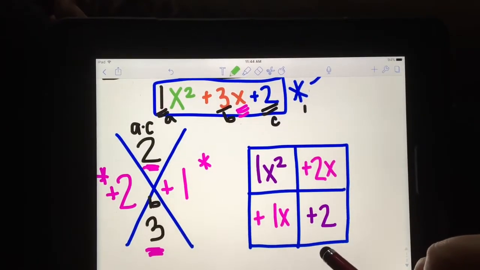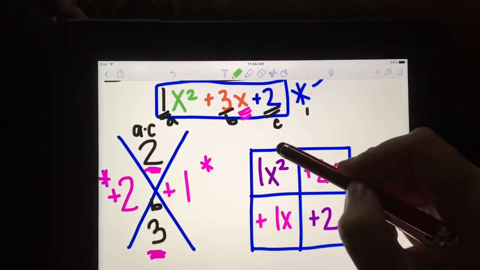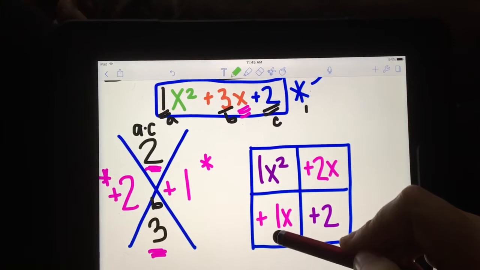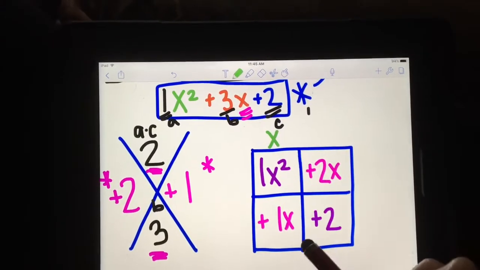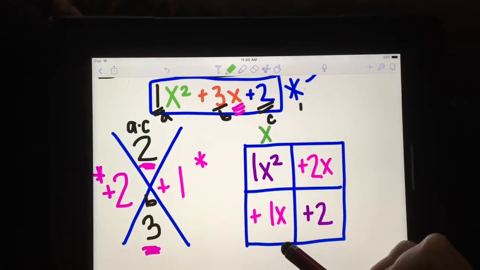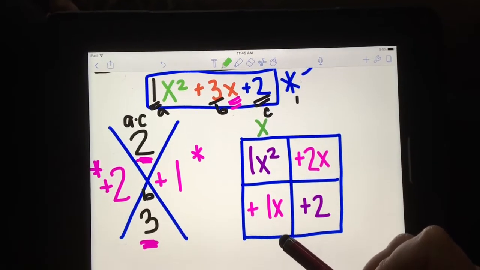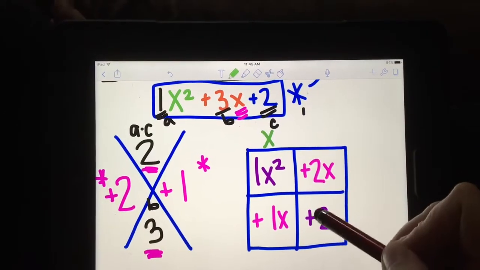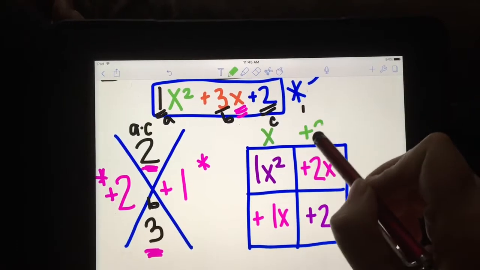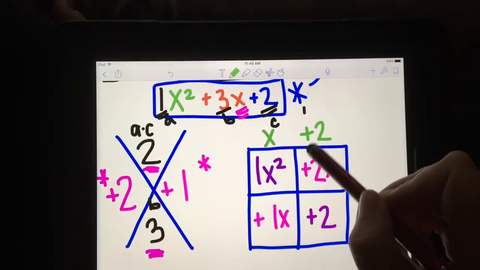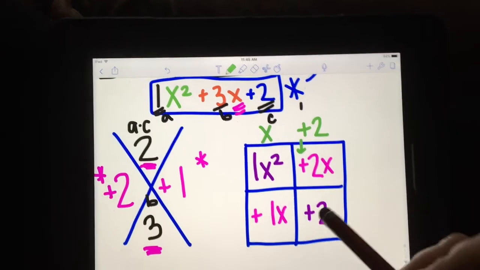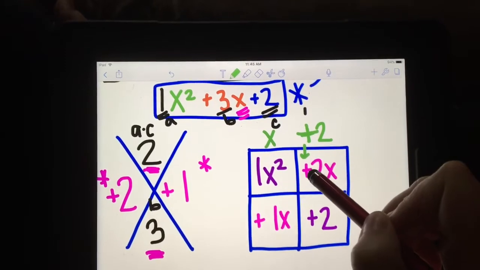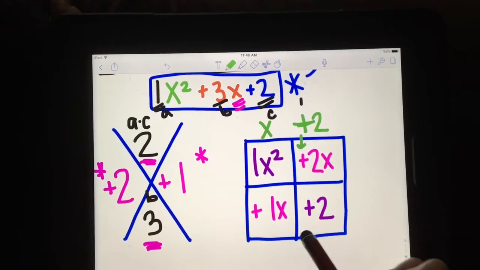Next, I'm going to find the GCF of each column and each row. So first I'm going to start right here. My greatest common factor for x squared and x is just x. I'm looking for the largest number or variable that goes into both of my terms. Here, the largest number or variable or both is going to be positive 2. Now I know that this is a positive 2 because this is a positive. The sign here will match the sign right next to it. That's important to keep in mind.